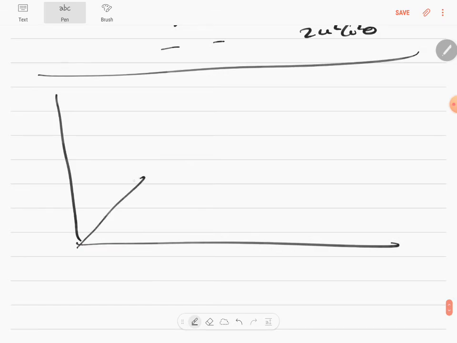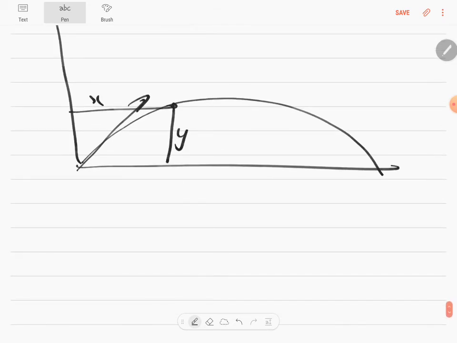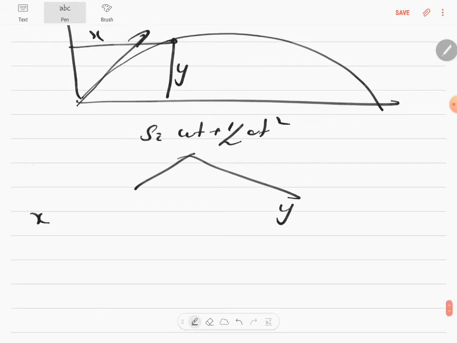You're throwing like this. Trajectory is like this. At any instant of time, this is the distance x and this is the distance y. I'm going to use the formula s is equal to ut plus half at square, where you will write s as x and s as y. S as x means it's horizontal, s as y means it's vertical. The horizontal component of velocity is u cos theta and the vertical is u sin theta, correct?